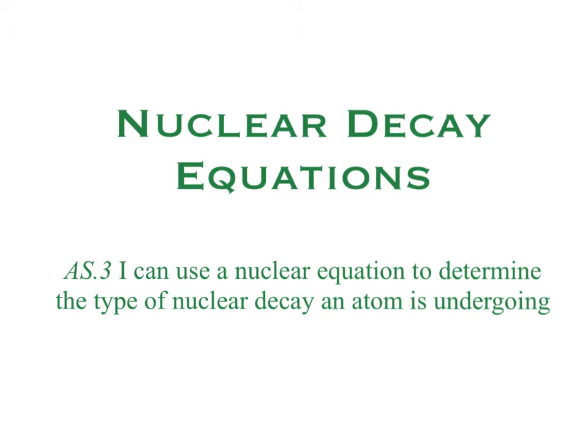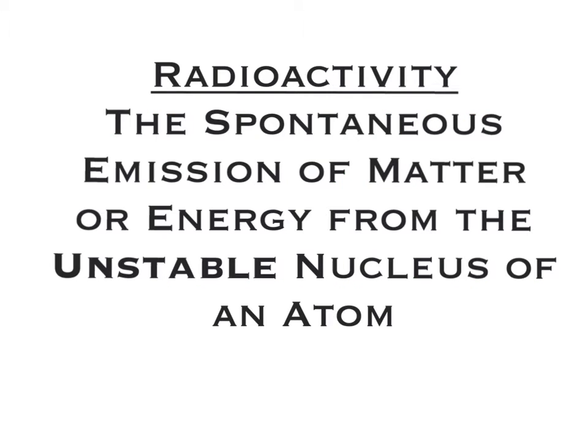So let's get started. A quick definition, just reiterating something we've talked about: radioactivity is just the spontaneous emission of matter or energy from the unstable nucleus of an atom. So we have an isotope, it's unstable, it's going to start getting rid of particles, whether it's protons, neutrons, positrons, to become more stable.